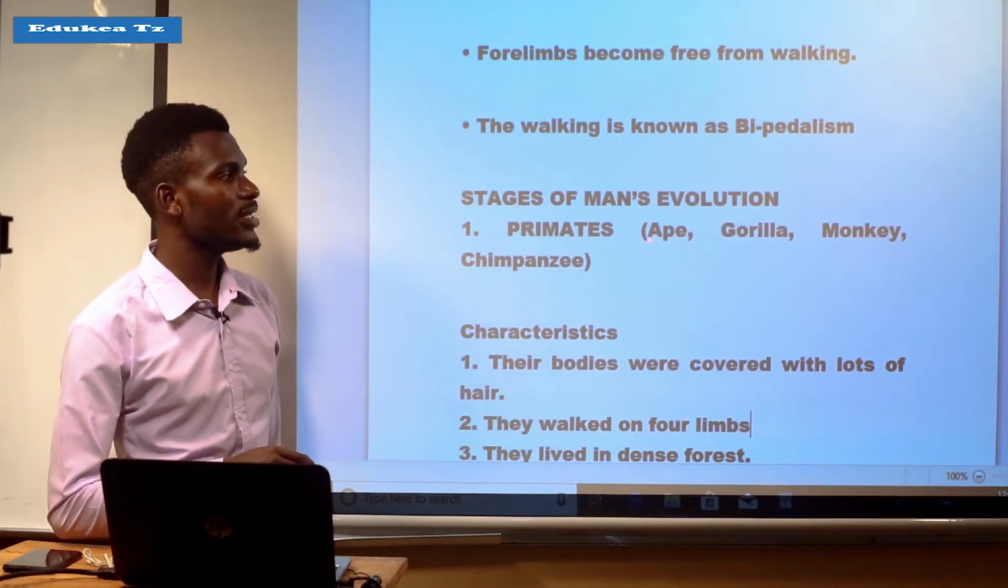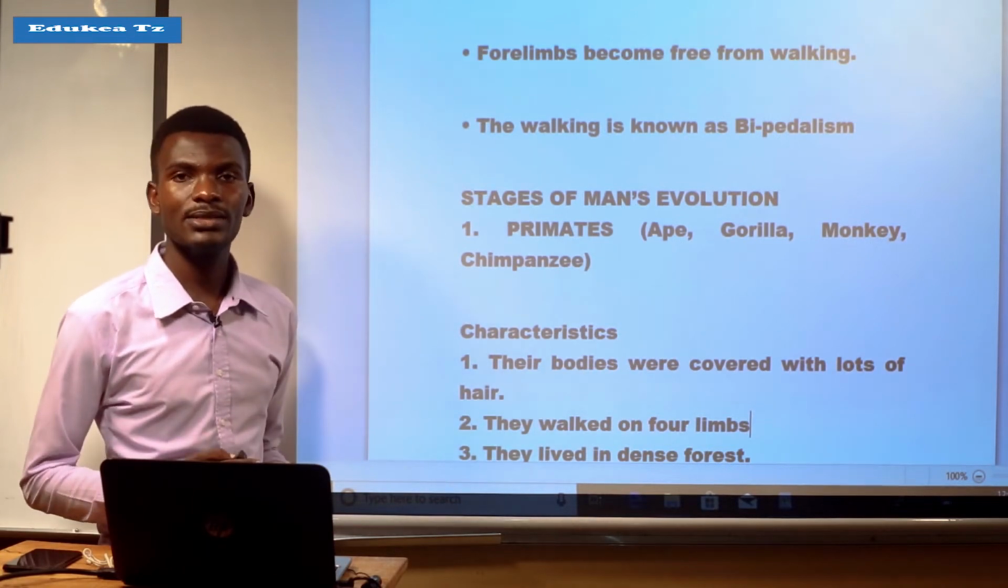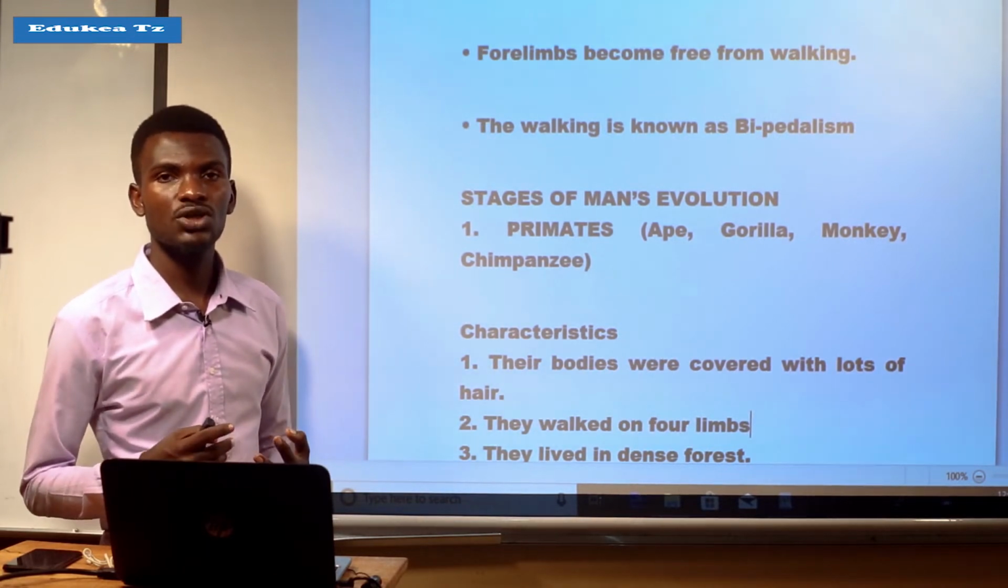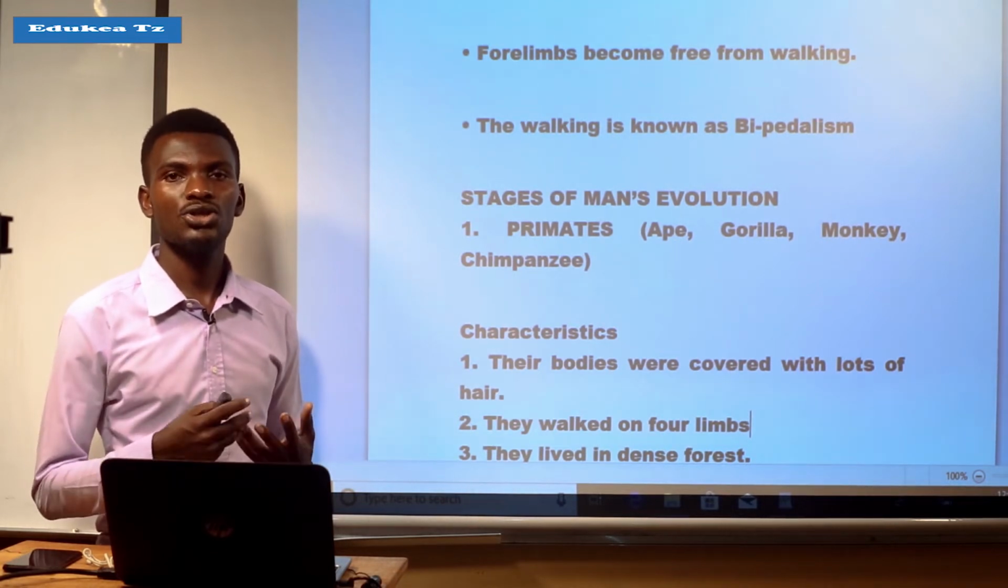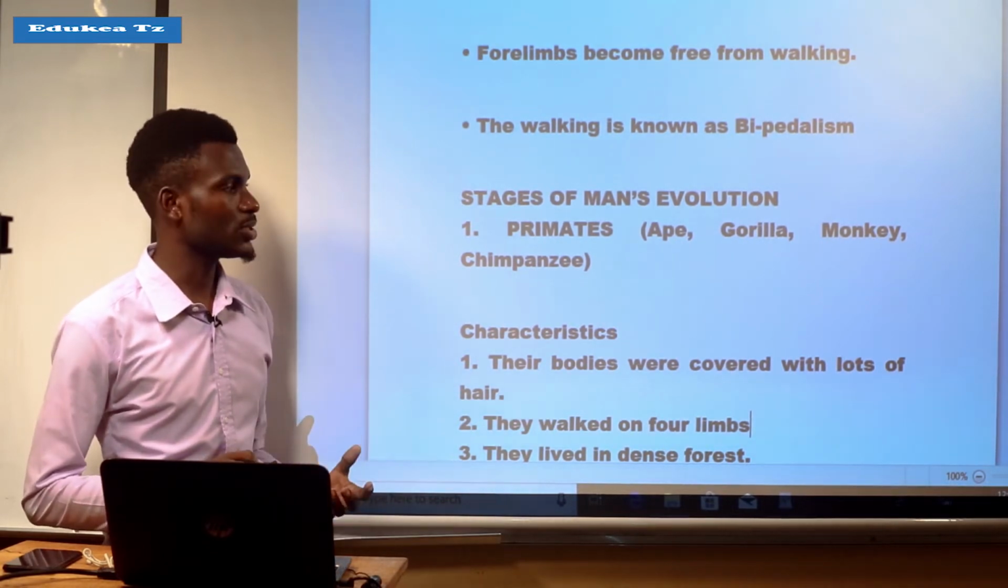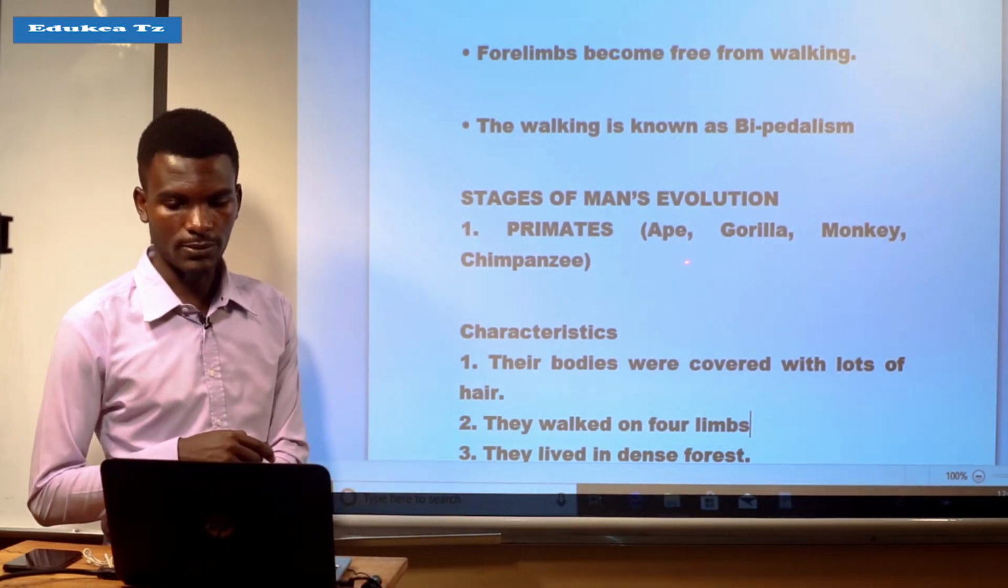Primates included ape, gorilla, monkey, and chimpanzee. It means that the first stage in the evolution of man included ape, monkey, gorilla, and the chimpanzees. These were the creatures which comprised the first stage of evolution of man.